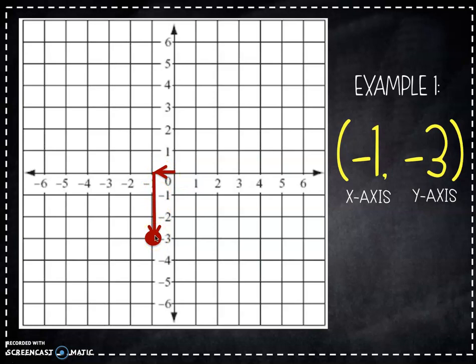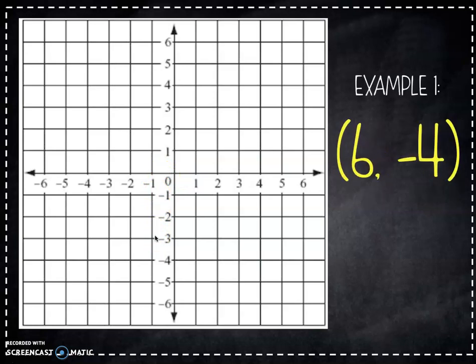Okay. So our next one is going to be 6, -4. Again, we're going to start right here in the middle of the origin. Our x-axis is a positive 6. So we're going to start here and go right 6. Then it says our y-axis is a -4. So we're going to go down 4 from there on the y-axis. Where those two lines meet is where we're going to put our point.